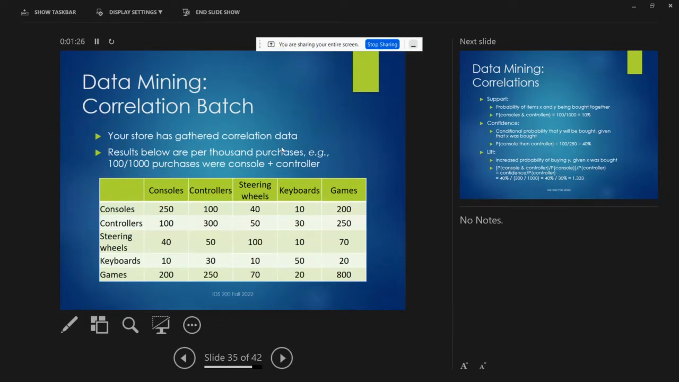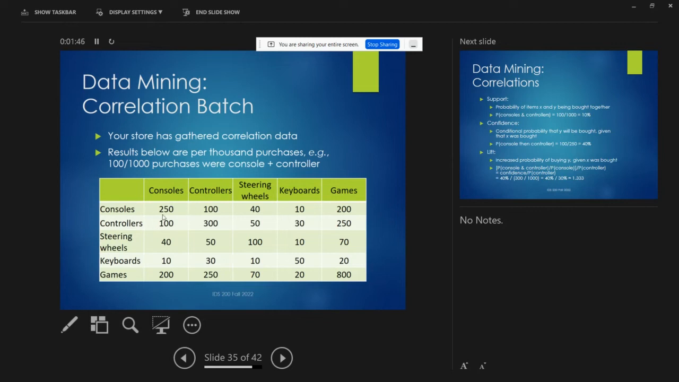So you have a bunch of correlation data, and the results in the chart are per 1,000 purchases, right? So for example, here we have consoles and controllers together. So for every 1,000 purchases that happened, 100 of them involved consoles and controllers, right? We're talking purchases that were of more than one thing.